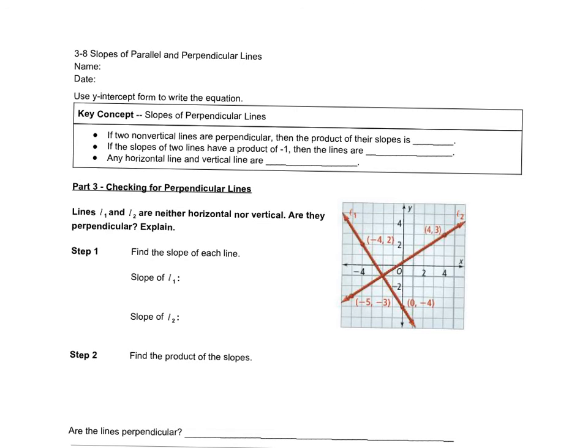All right, so that was how we determine if the lines are parallel. Now let's look at how to determine if the lines are perpendicular. If two non-vertical lines are perpendicular, then the product of their slopes is negative 1. And if the slopes of two lines have a product of negative 1, then the lines are perpendicular.